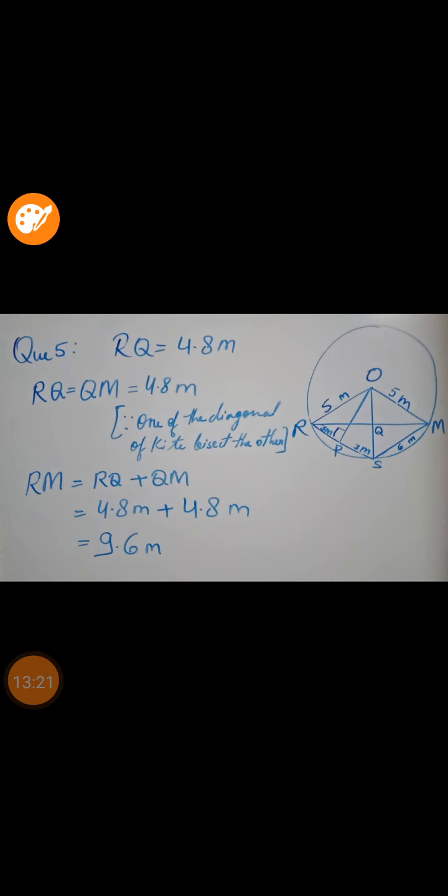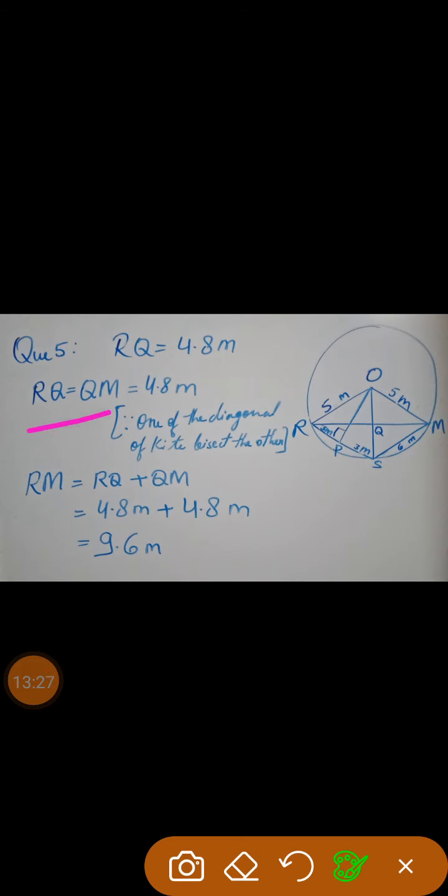So we can write the reason here, and we can say RQ is equal to QM. If RQ is equal to 4.8 meter, then QM will also be equal to 4.8 meter, because both are equal. We were finding the distance between Reshma and Mandeep, so Reshma Mandeep distance means RM. RM is equal to RQ plus QM. We have already found RQ and QM as 4.8 meter, so we write 4.8 meter plus 4.8 meter, which is equal to 9.6 meter. This is our required answer.